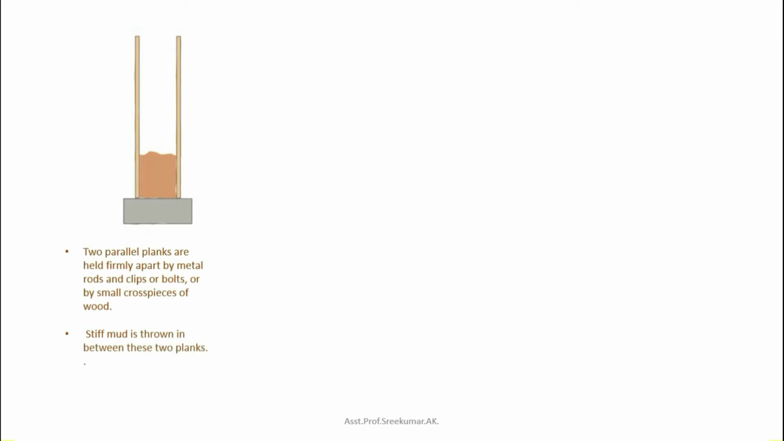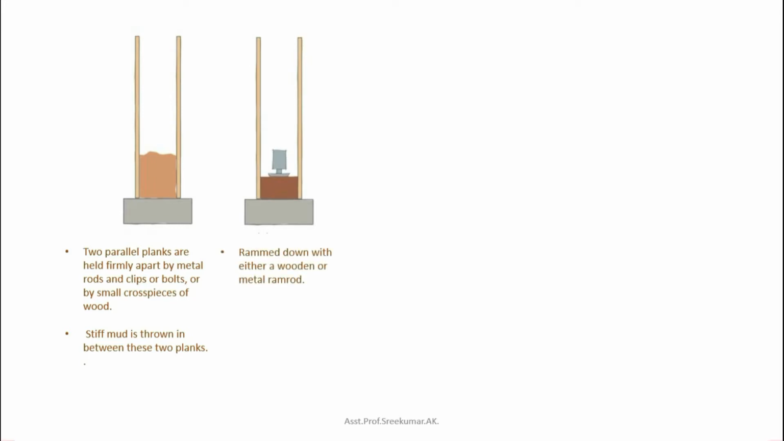So here we have the sequence of the rammed earth construction process. First, the moist earth is poured in the form of thin layers and then rammed to increase its density. Two parallel planks are held firmly apart by metal rods and clips or bolts, or by small cross pieces of wood. Stiff mud is thrown in between these two planks and rammed down with either a wood or metal ramrod.